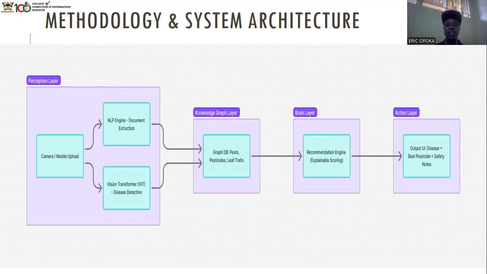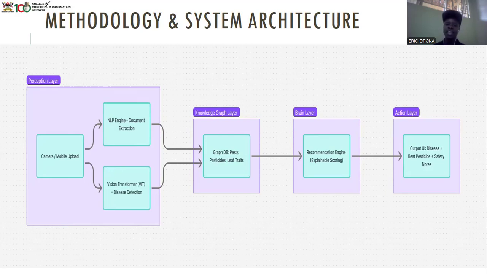So this is how it will work. We have 4 main layers: the perception layer, knowledge graph layer, brain layer, and the action layer. In the perception layer, we have the camera or mobile upload. You upload your image, then the vision transformer detects the disease. Then the NLP engine goes and extracts what it wants from the pesticide document and pest document, which will relate together with the vision transformer output, because the disease is what it will use to detect what it wants from the document.